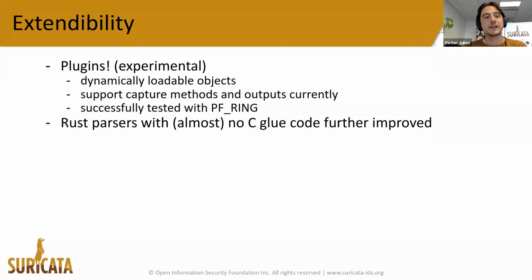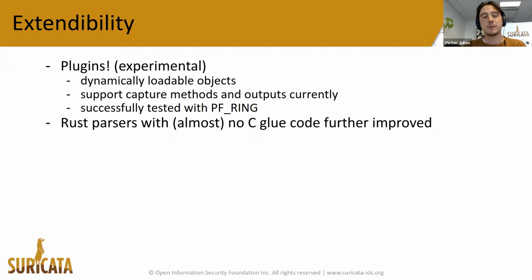So some extendability. Until now, when you wanted to extend Suricata, you really had to just add code to the Suricata tree itself. And that's something that we're finally changing. It's been on our minds and on the roadmap for a very long time. And so what we have right now in this 6 release candidate is experimental support for dynamically loadable plugins. The support is currently somewhat limited.